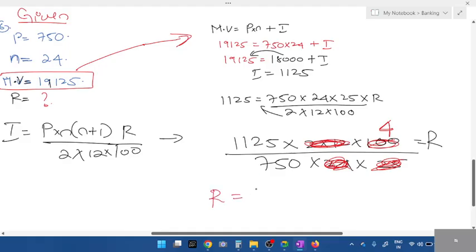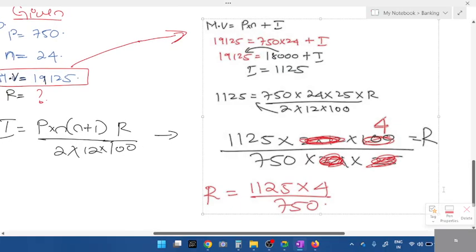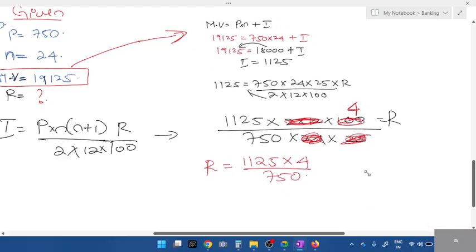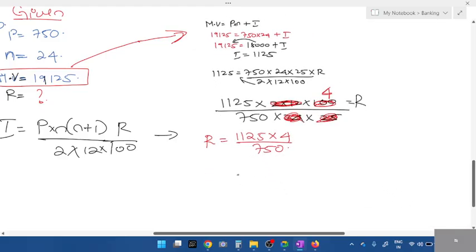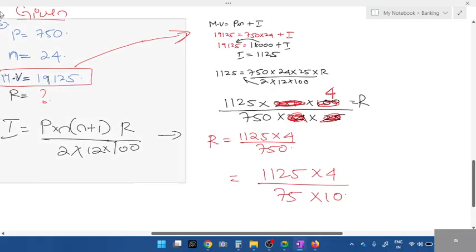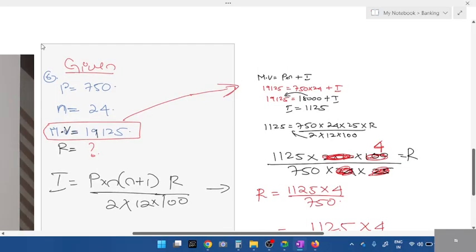Tell me the numbers in the numerator. 1125 into 4, divided by 750. See, this 750 is what is causing the problem, because is there any zero to reduce in the numerator? Do we have any zero, students? No. So keep 1125 into 4. Can I write 750 as 75 into 10? Is it correct? You all should learn all this as I teach.